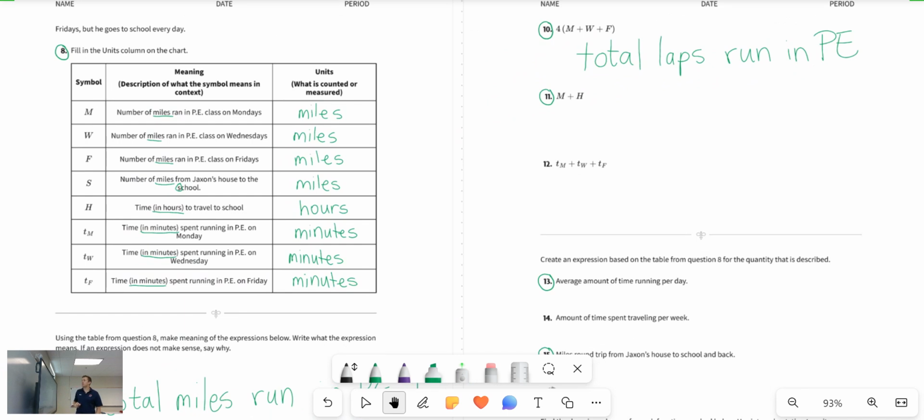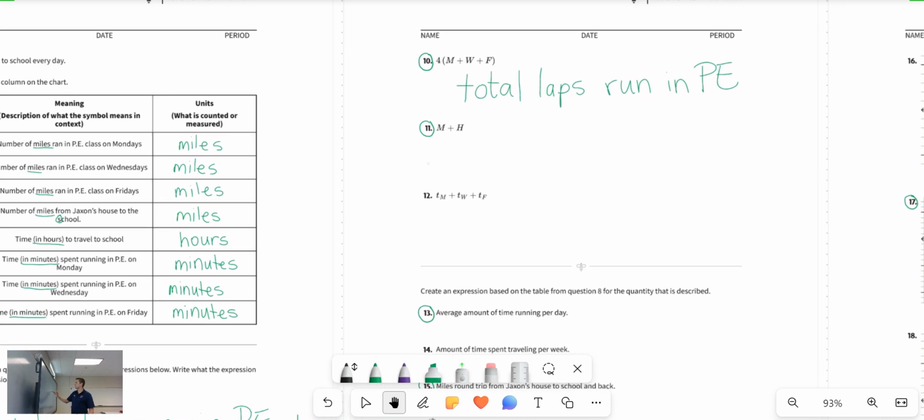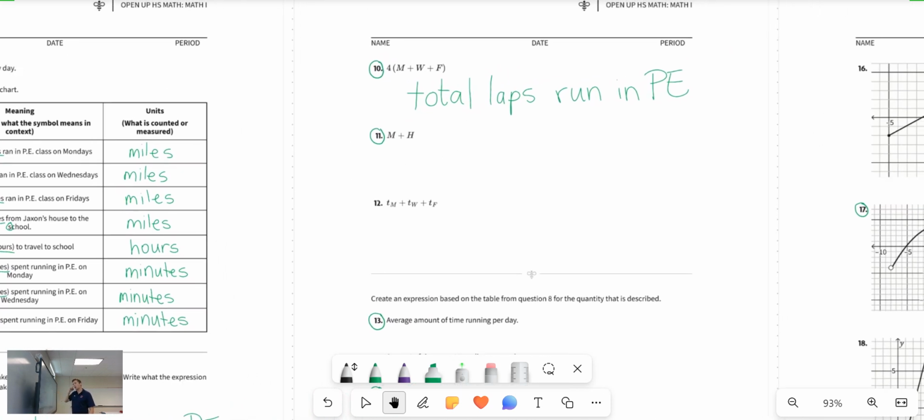All right, M plus H. What is M? M is the number of miles ran in PE class on Mondays. Okay. And H is the time in hours he spent traveling to school. So M is measured in miles and H is measured in hours. So we can't really add those together. It would be like adding your age to your height, right? Which doesn't really make sense.